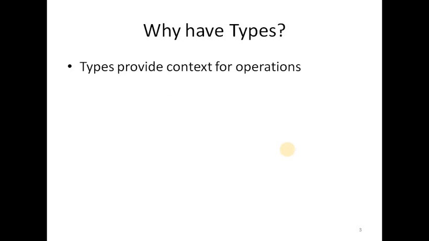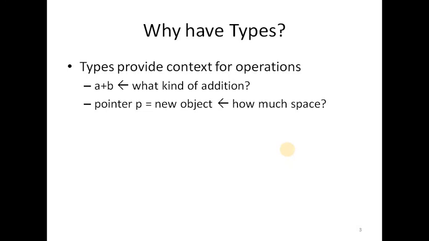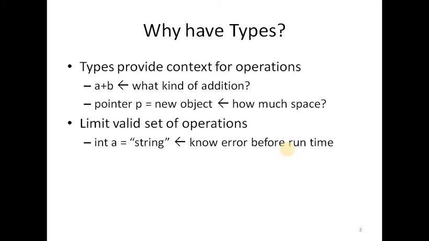So why have types? Types basically provide the context of operations, like a plus b, where there is an addition between two operands. A pointer p is stored with the new object, and how much space is acquired at that time, with a limited valid set of operations. We are talking about the limitation in terms of integer. If we save a particular string into int a, that is knowing about the error before runtime.